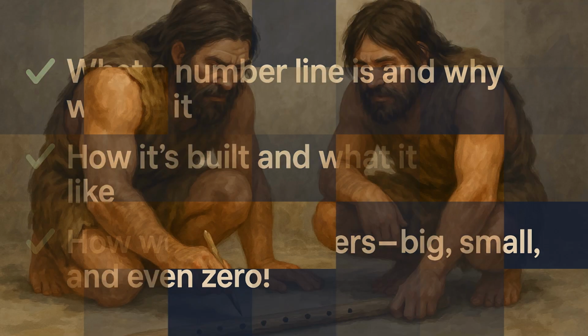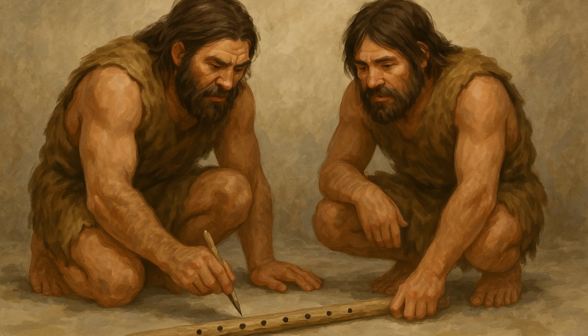Let's go. Long ago, people needed a way to show which numbers were bigger, smaller, or equal. So, they came up with this clever idea. Let's draw a line. A line helps us see the order of numbers and how far they are from each other. It keeps going forever to the left and to the right. That means we can fit all the numbers, positive and negative.